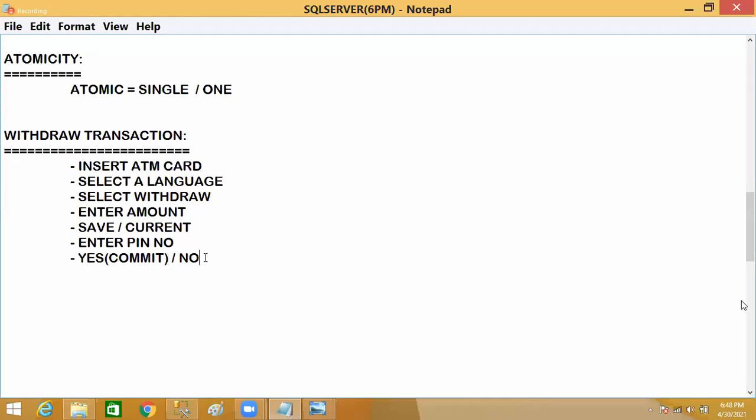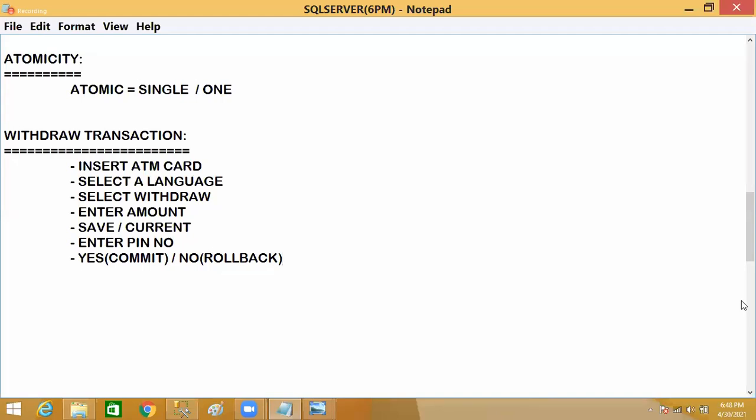What does no mean, guys? Here no is nothing but rollback. Rollback means cancel. Your transaction will be cancelled. When your transaction is cancelled, we are not getting any money.